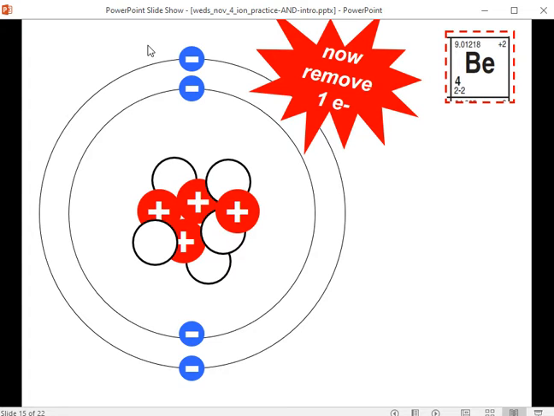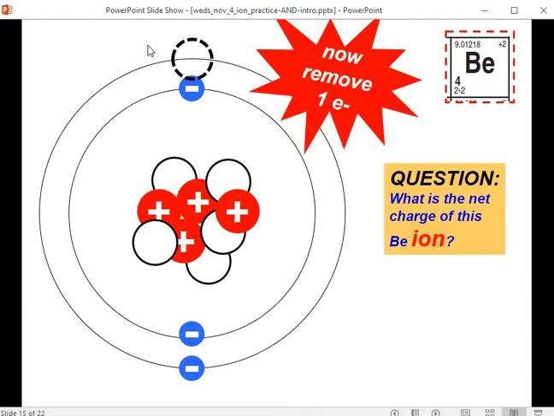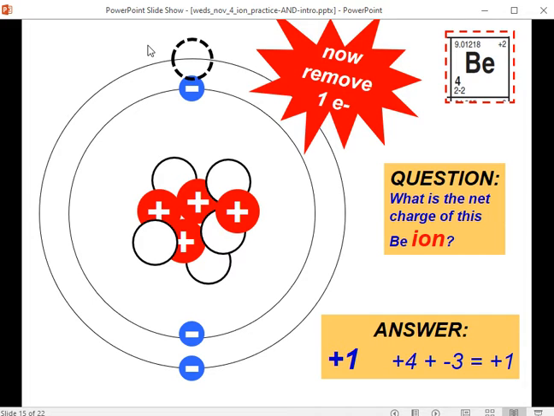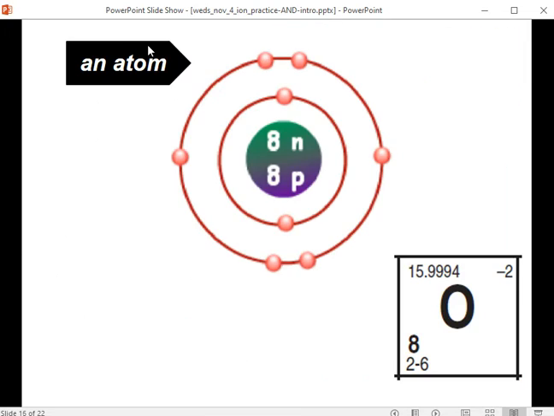Now what happens if I remove an electron? We're starting with the beryllium atom again. I'm going to remove 1 electron. See, I removed 1 electron. Now what's the net charge going to be of this beryllium ion? Think about it. You should be able to figure out it will be a +1 charge because we have 4 protons. Now we only have 3 electrons. That adds up to +1. Or you could say, okay, I took away 1 of the electrons, so there are more positive things than negative things. The charge is going to be positive. It'll be a +1 because I took away 1 electron.